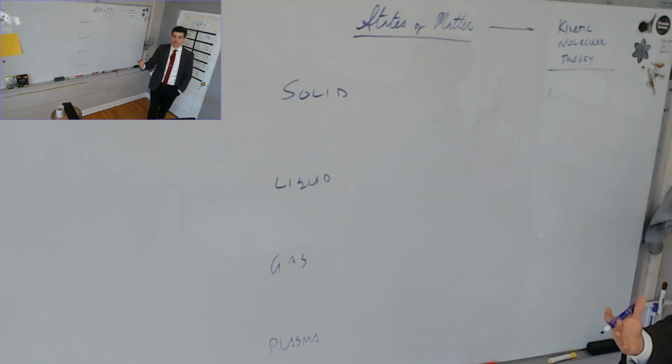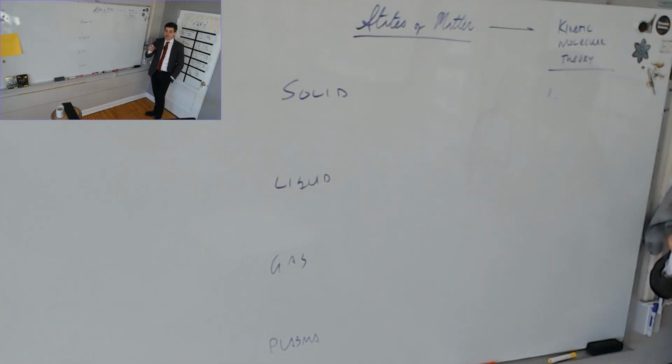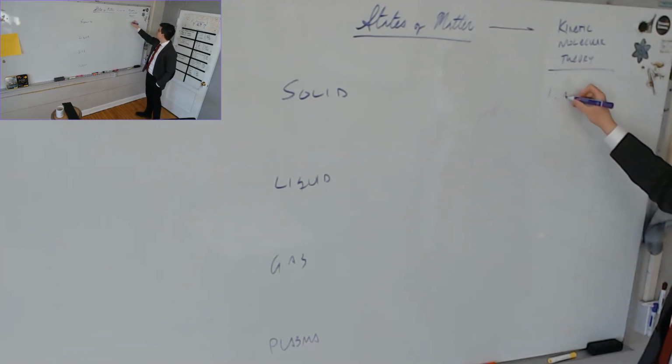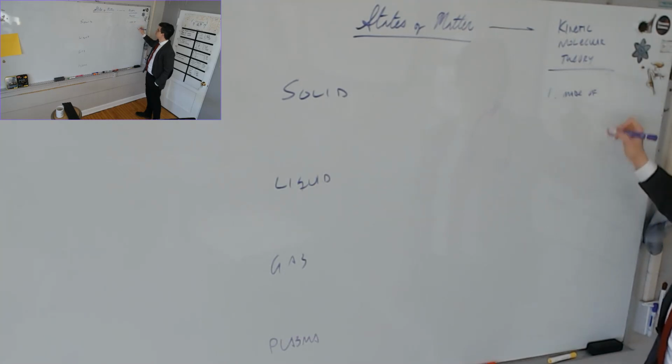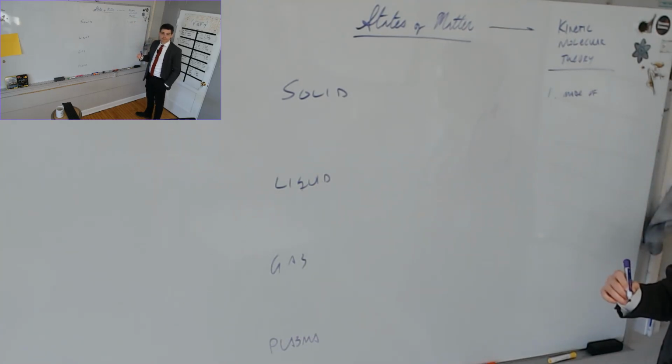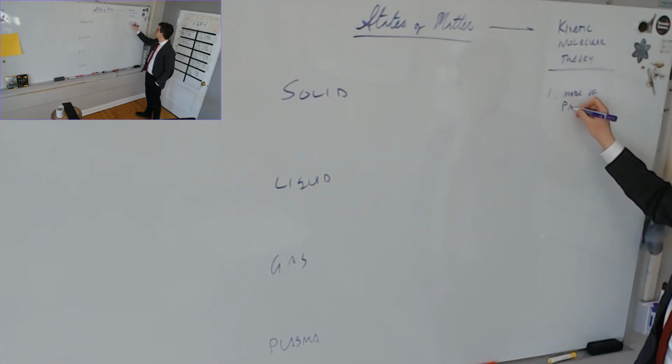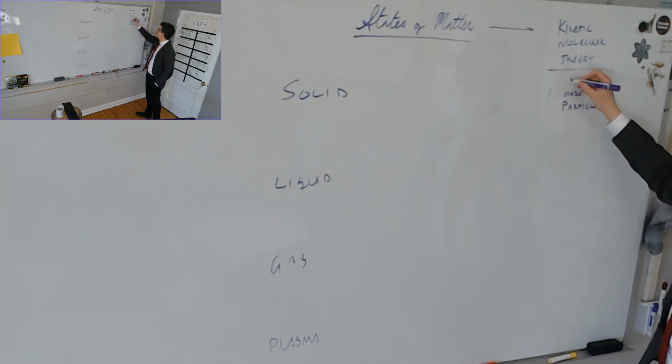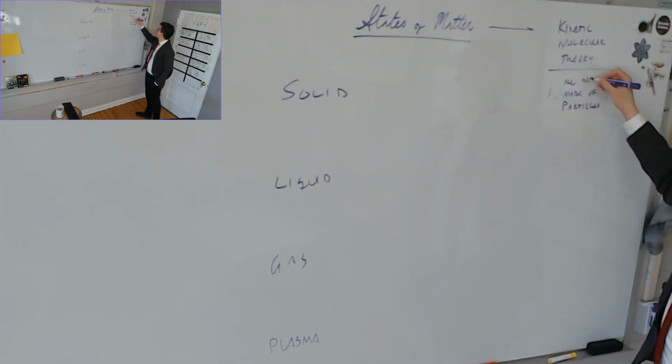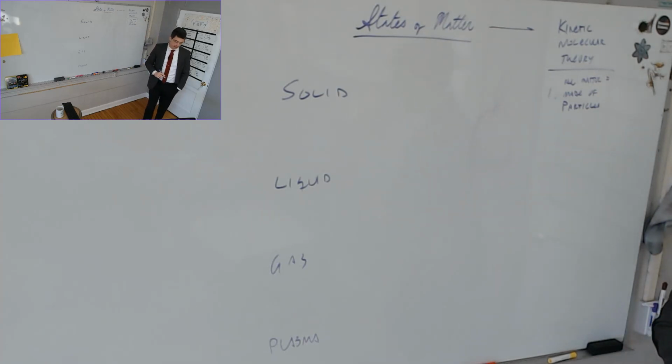Kinetic molecular theory. We can't see all the cases of every piece of matter in the universe. We can't observe all of them on the atomic level. But from those that we can observe, we understand that all matter is made of what? Atoms. Particles. We'll put particles. All matter is made of particles.